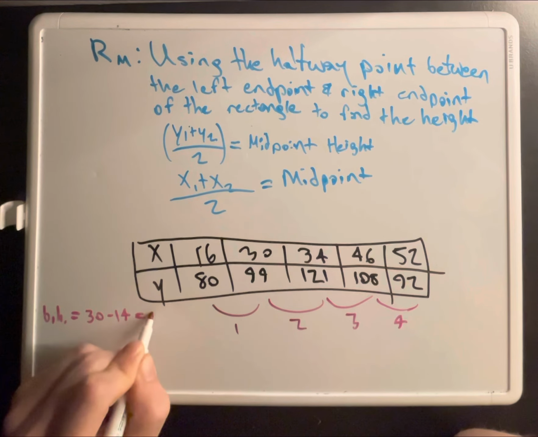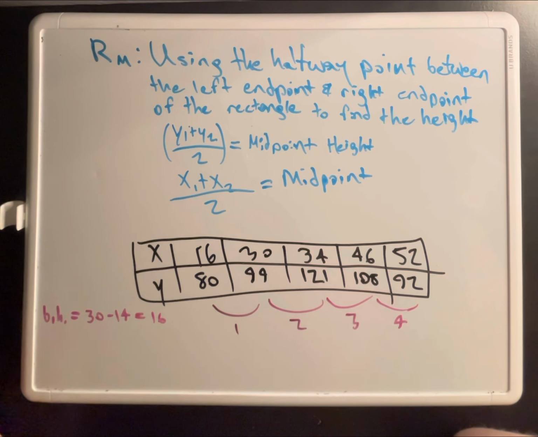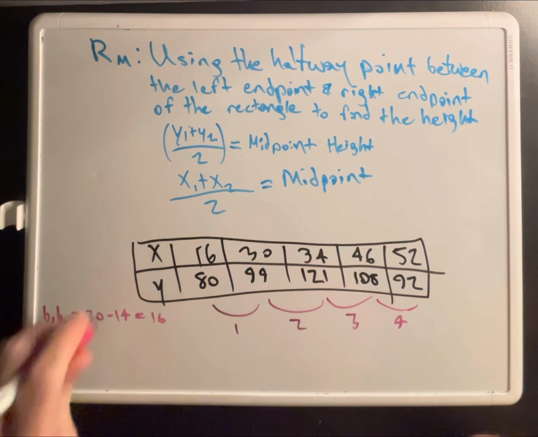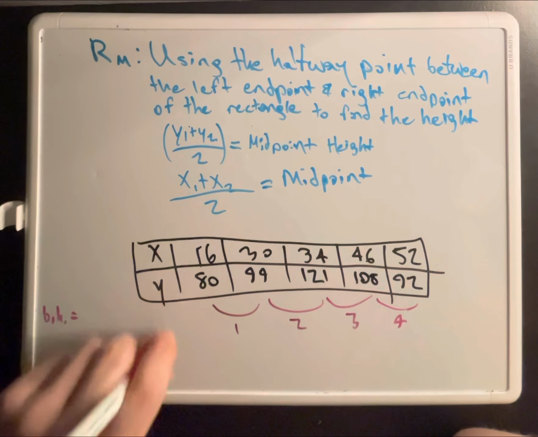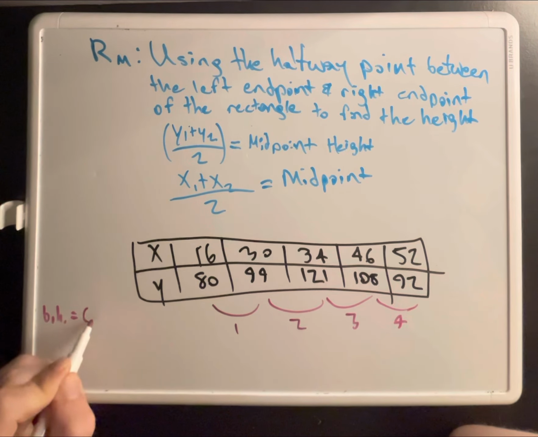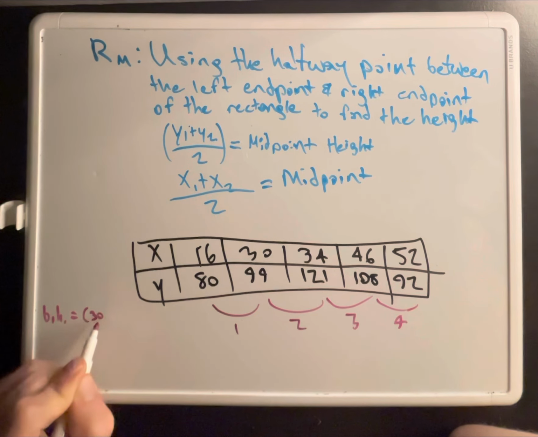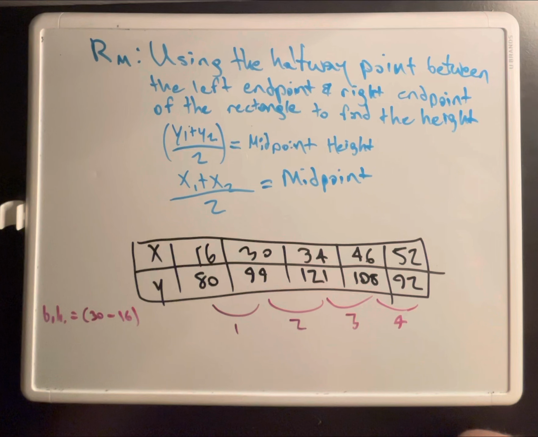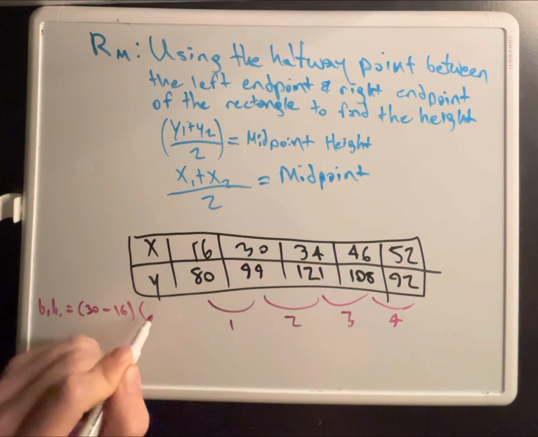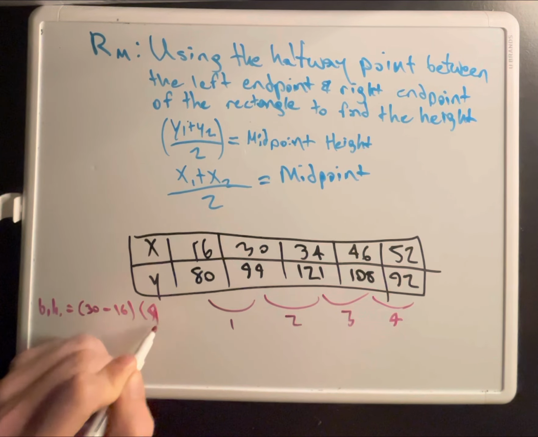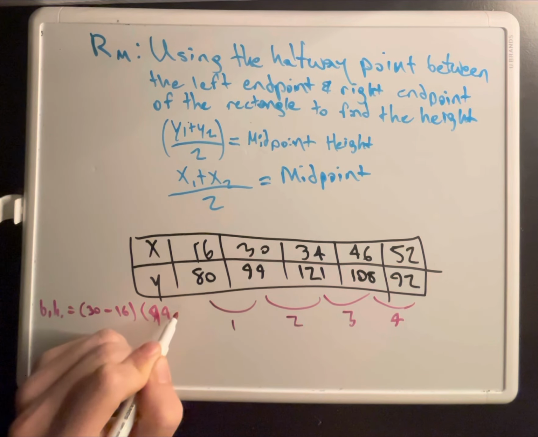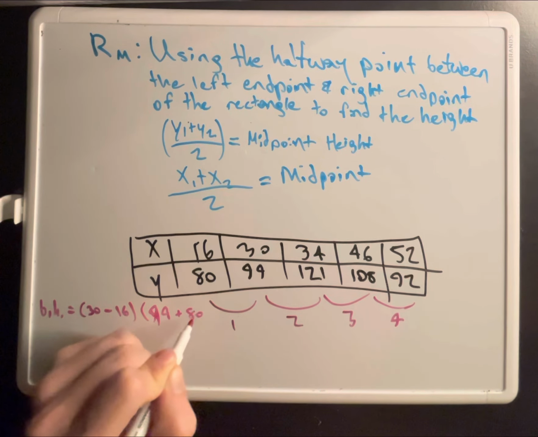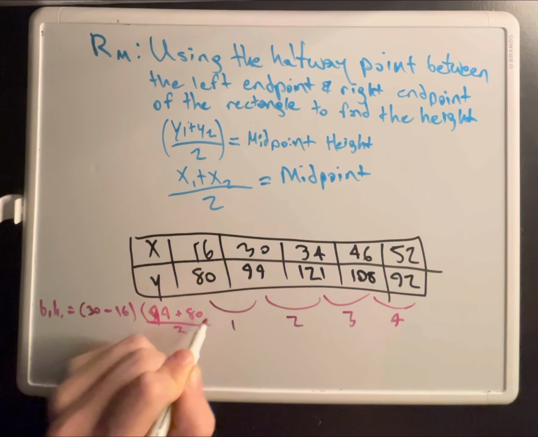and that equals 16. Oh, I wrote this wrong. Let me write it like we did the last one. So let's erase this. 30 minus 16 times, we need that height. And this is where it's a little more difficult. We would add y99 plus 80 divided by 2.